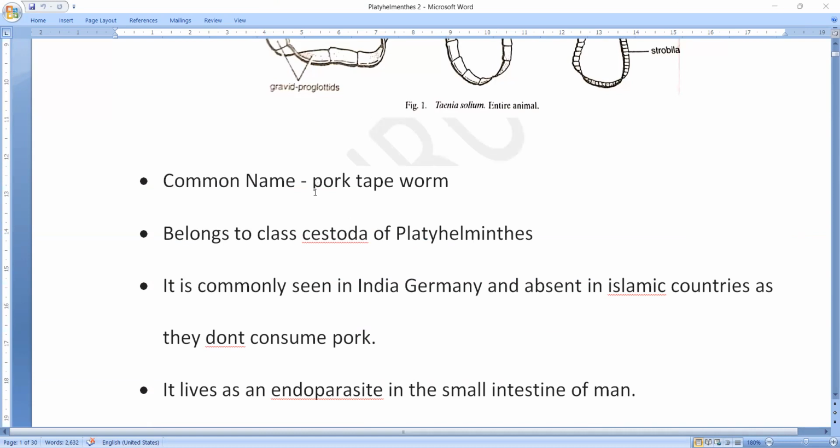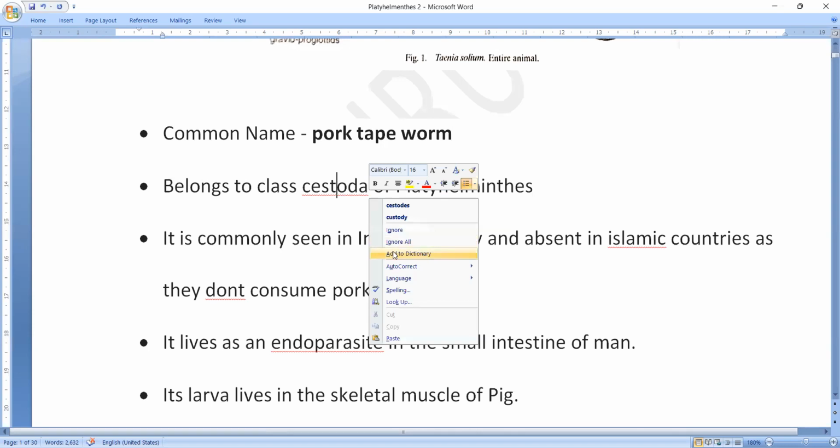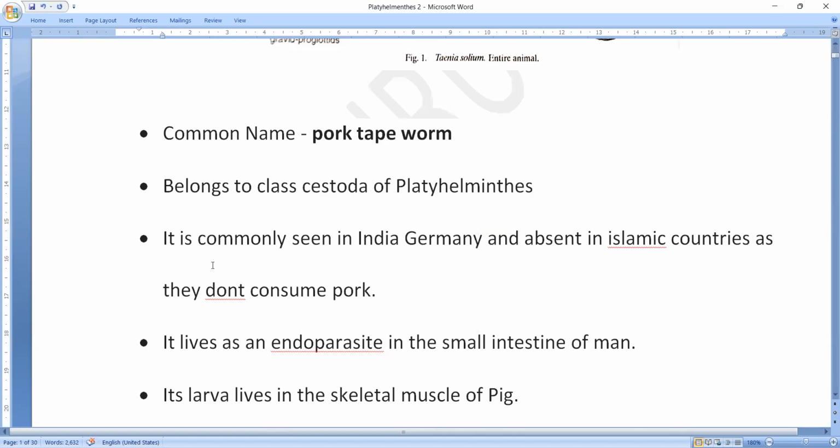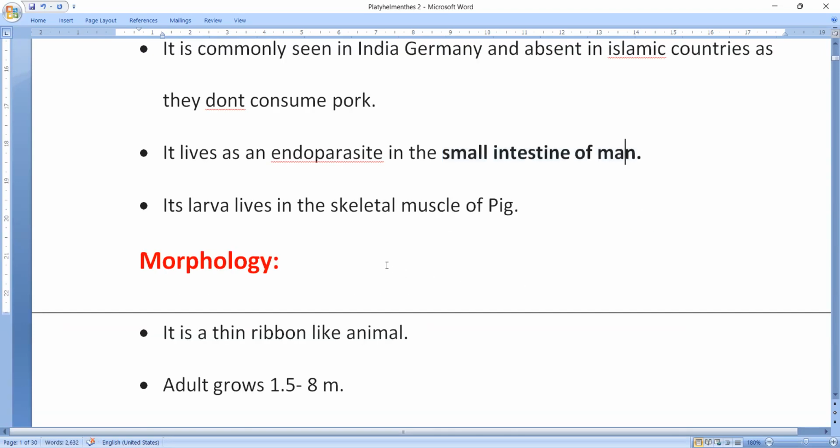The common name of Taenia Solium is pork tapeworm. Pork means pig meat, so it is transmitted to humans by pig meat. It is commonly seen in India and Germany. As Islamic people don't consume pork, it is not seen in Islamic countries. It lives as an endoparasite in the small intestine of man. Its larva lives in the skeletal muscle of pig.